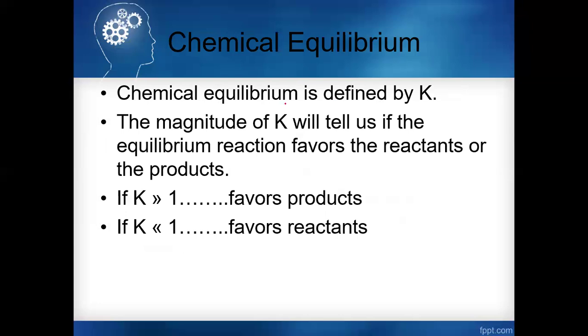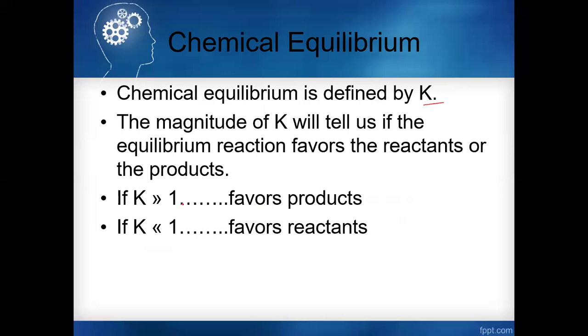So now we say the chemical equilibrium is defined by K. The magnitude of K will tell us if the equilibrium reaction favors the reactant or the product. Okay, I'll explain what favors means. You know what favors means? It means we have more products, then we will favor the product side, which is the forward reaction. Or we have more reactants, then the reaction will favor the reverse reaction where we have more reactants.